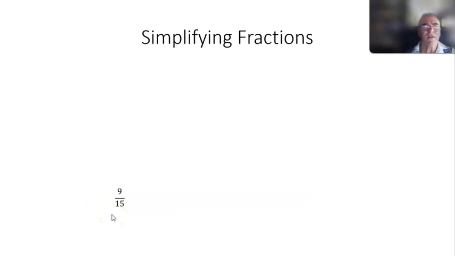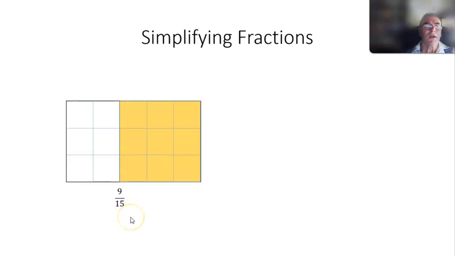So for instance, let's have a look at the fraction 9/15. We're going to take a rectangle and cut it into 15 equal pieces and colour in 9 of them. So there it is, 9 out of the 15 pieces. But what we're trying to do is cut it into the least number of pieces possible without changing the number that we've actually coloured in.